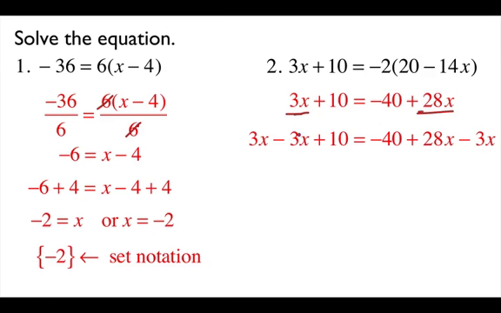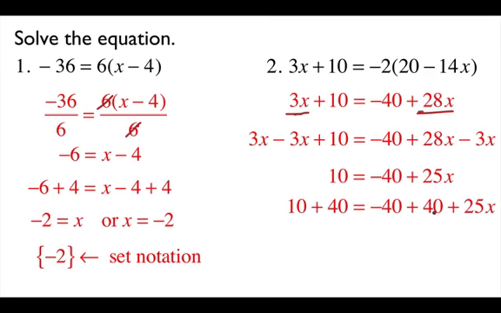Once I simplify, this becomes just 10. Bring down the -40, and then this becomes 25. At this point, it looks like they took away 40 from both sides. So I'm going to do the opposite of taking away 40, which is adding 40. Both sides add 40, simplify, and notice that these go away. And then I'm left with 50 on the left-hand side, 25x on the right-hand side.